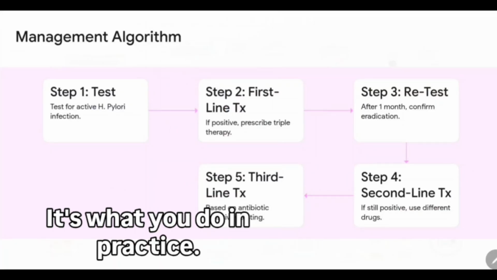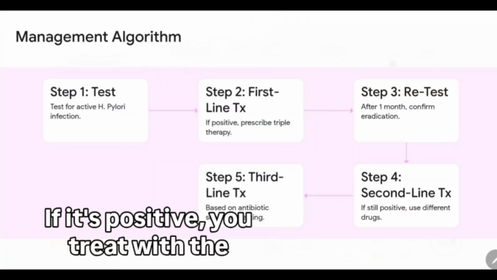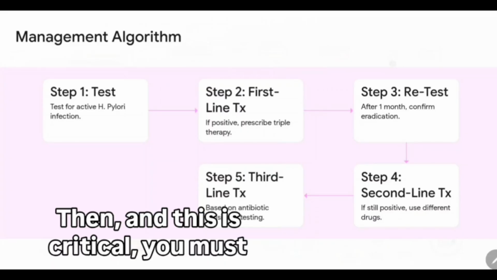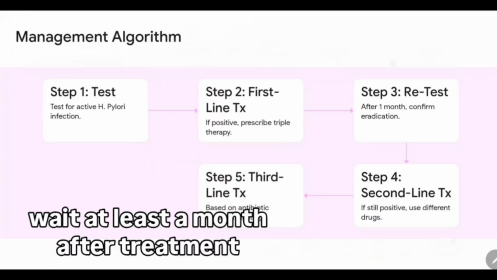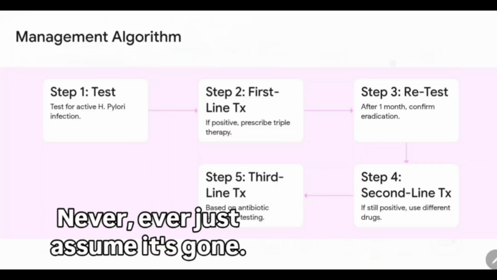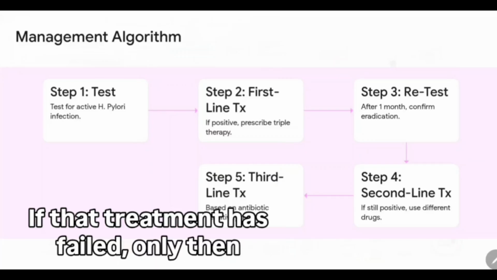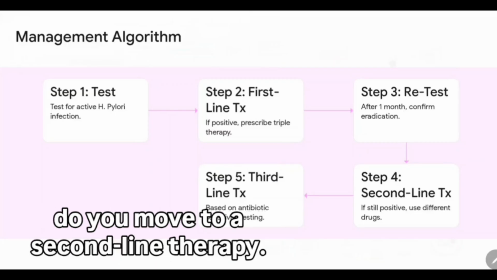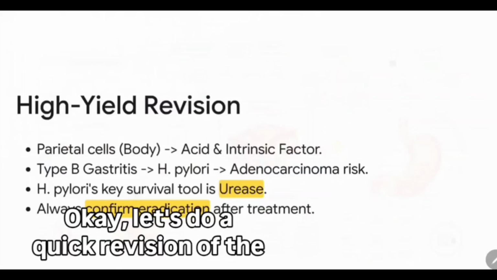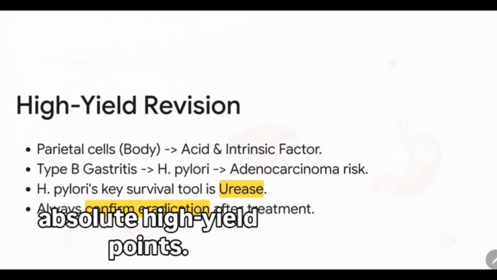This flowchart is your clinical guide. It's what you do in practice. Step 1, test. If it's positive, you treat with the first-line therapy. Then, and this is critical, you must wait at least a month after treatment ends, and then you retest to confirm the bug is gone. Never, ever just assume it's gone. If that treatment has failed, only then do you move to a second-line therapy. Always, always confirm eradication.